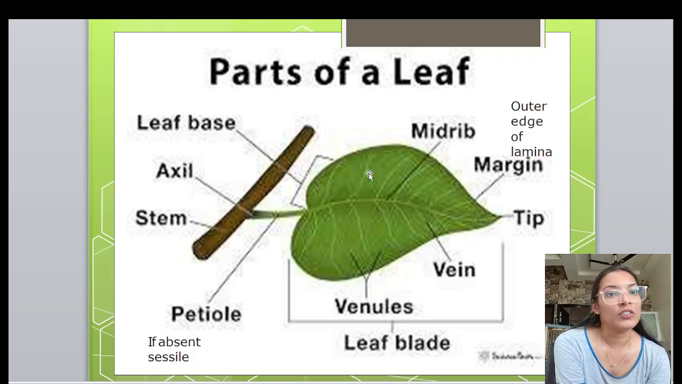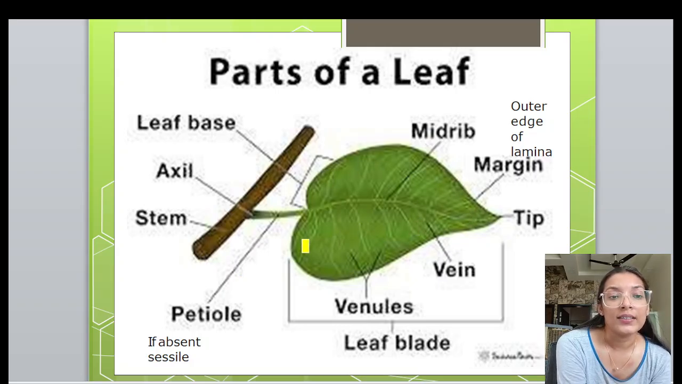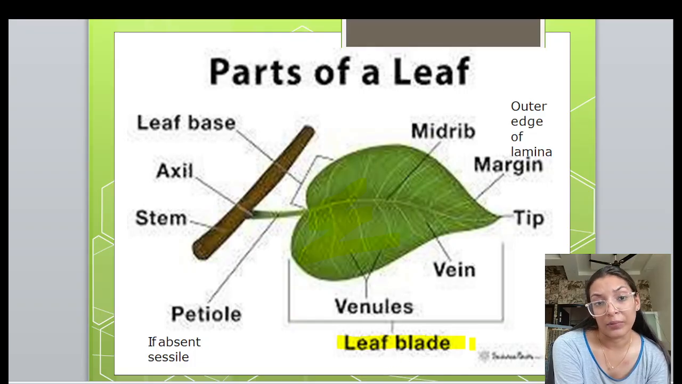Alright. So, first of all, when you observe a leaf, there are certain structures which are to be kept in mind. Here, can you see the flat green structure? This entire structure of the leaf is called the leaf blade, or it is also known as the leaf lamina.